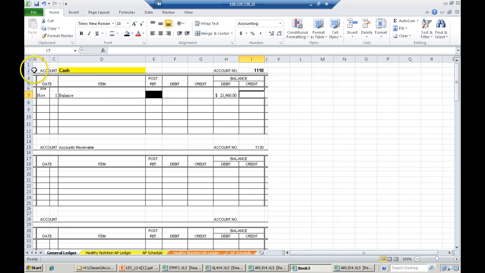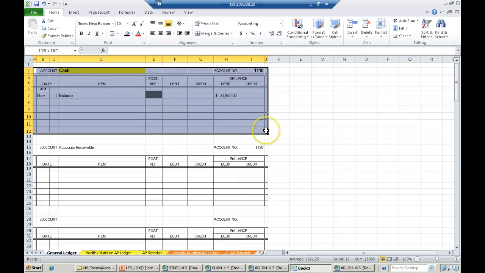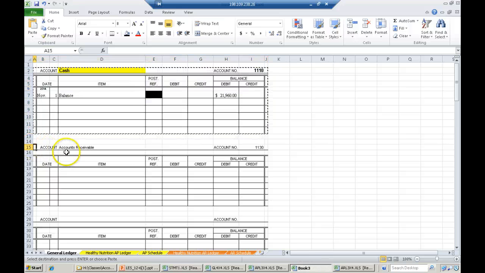Let's select A2 through J12. Control C. Let's go up to A15. Control V.